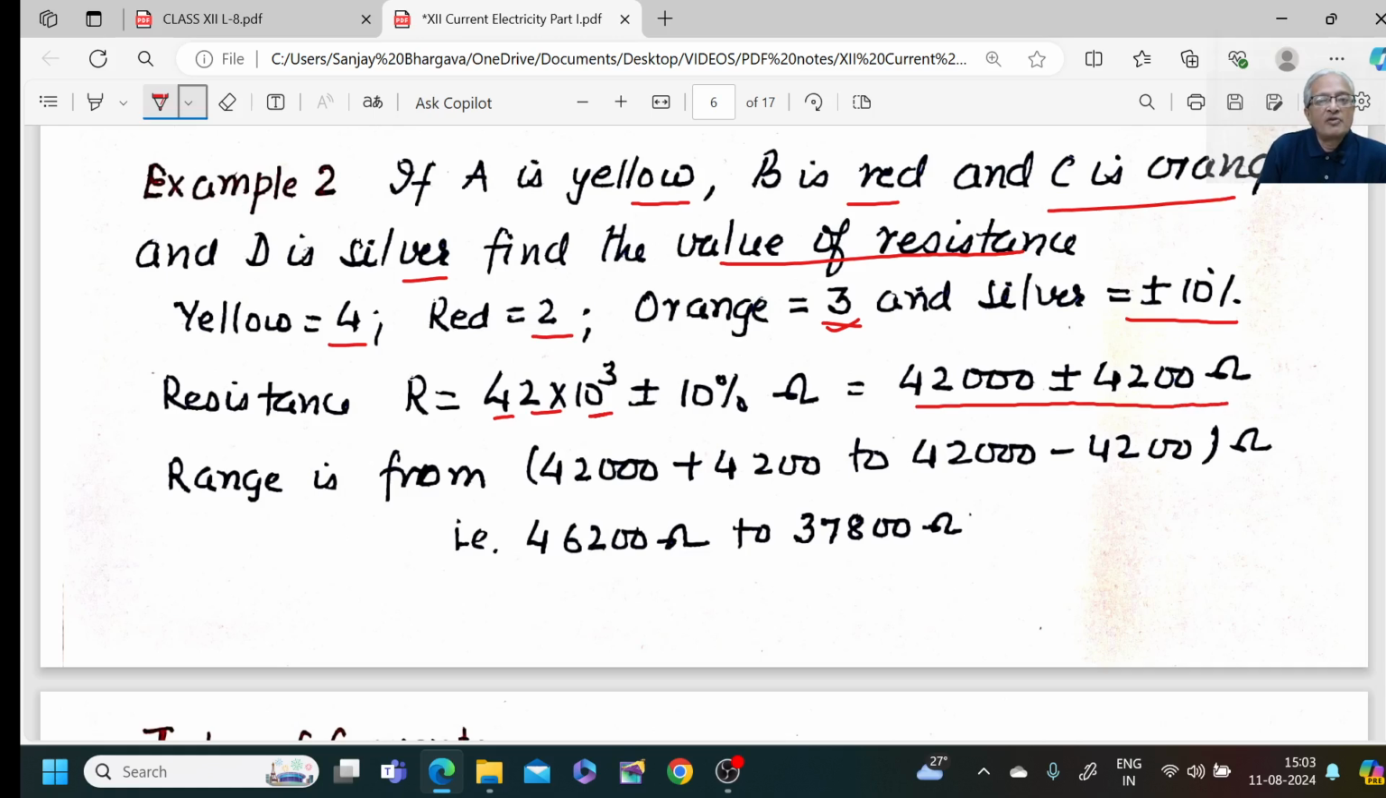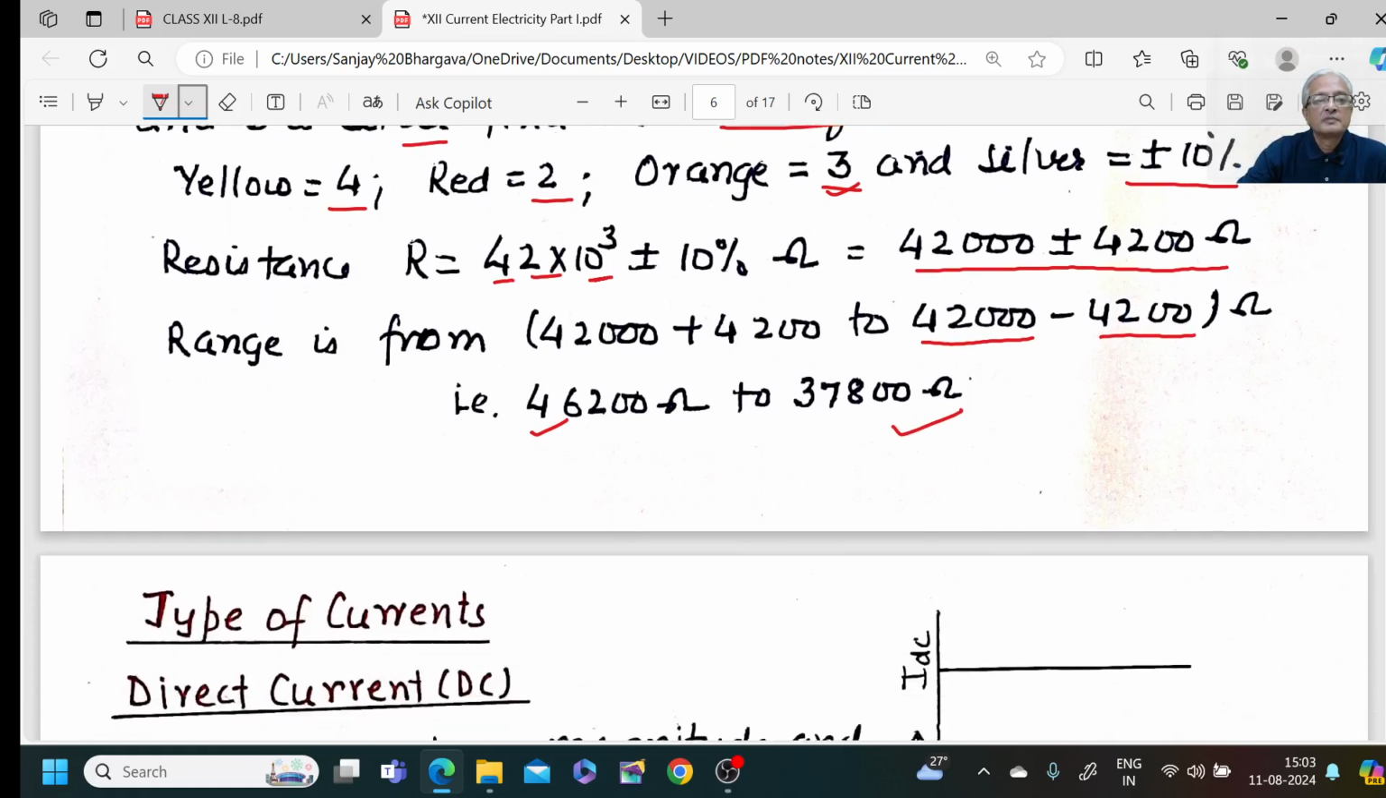So what is the maximum value of resistance? 42,000 plus 4200, and the minimum value is 42,000 minus 4200. That is, the resistance varies from 46,200 ohm to 37,800 ohm. It tells me the range of the resistance.